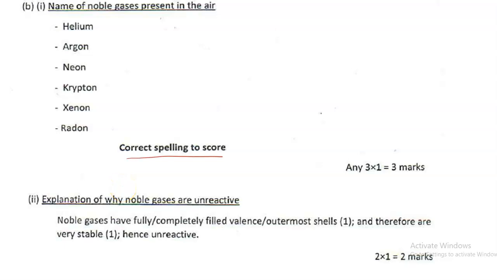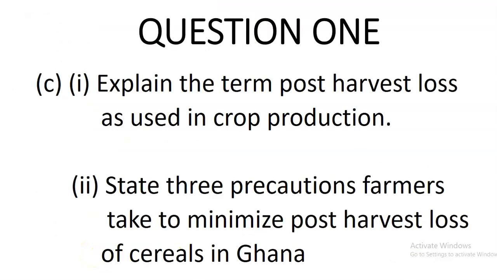And why noble gases are unreactive. 1. Noble gases have fully or completely filled valence shells or outer shells. The shell is complete, therefore they are very stable, hence unreactive in normal condition. And this one, if candidates are able to say that the shell is completely filled, 1 mark there, and then or they are stable. So at the mention of this, you have another 1 mark, making 2 marks. Let's move on to the next one.